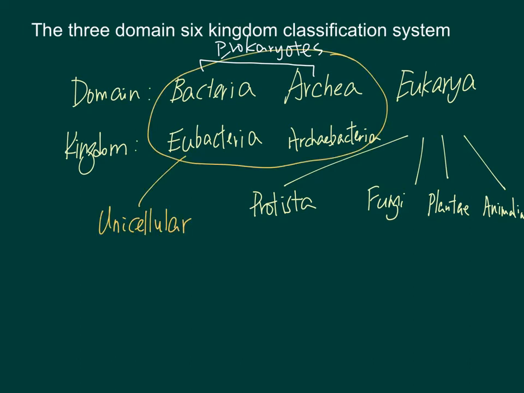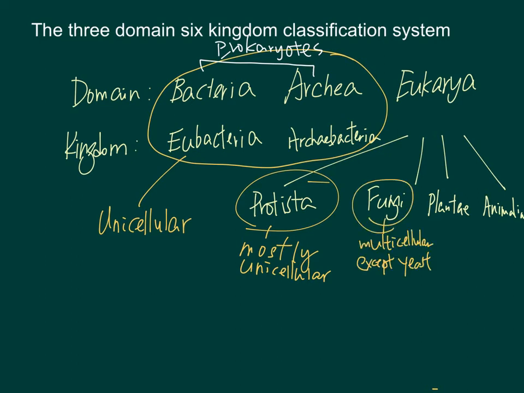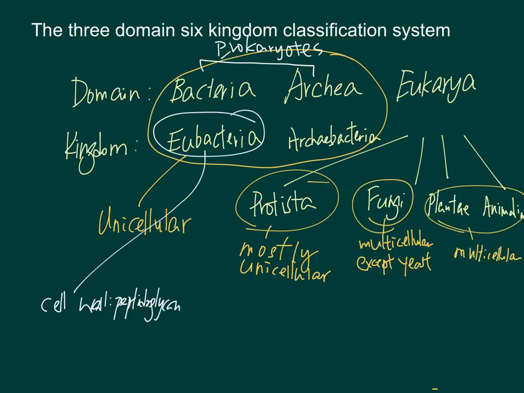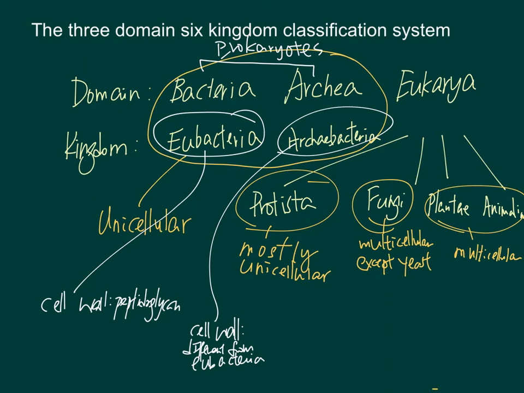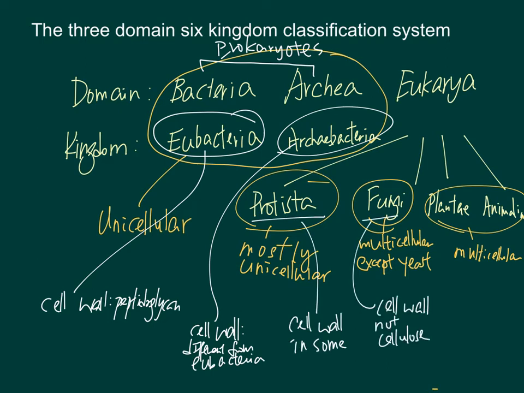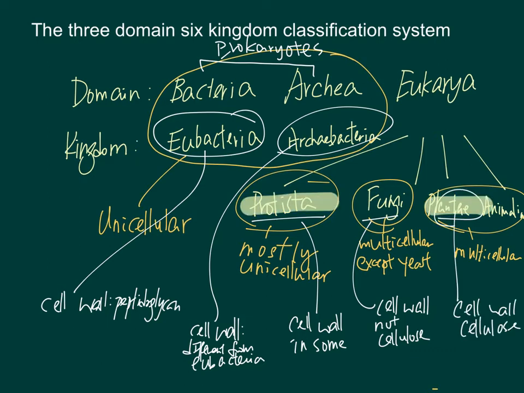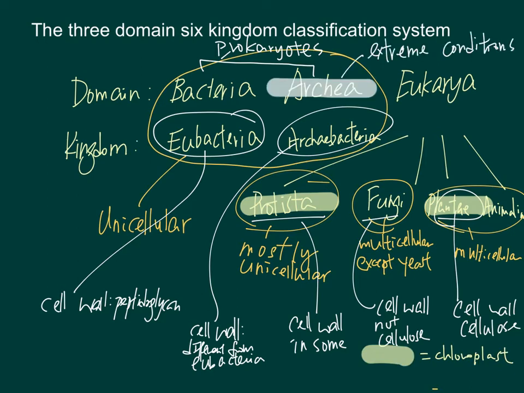All bacteria and archaebacteria are unicellular, as well as most protists. Fungi are mostly multicellular. For the cell wall of eubacteria, it's peptidoglycan, but archaebacteria have a very different cell wall. Some protists have cell walls, and all fungi have a cell wall as well, but only plant cells have a cellulose cell wall. Finally, some protists and all plants have chloroplast. The archaebacteria like to live in extreme conditions with very high temperatures or high salinity.